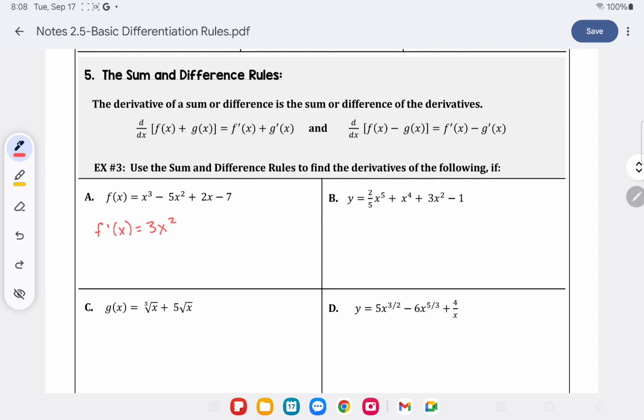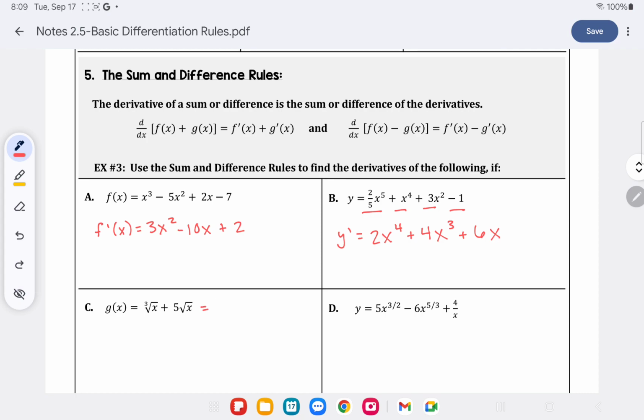Then I'm going to take the derivative of negative 5x squared. That's negative 10x. Then I'm going to take the derivative of 2x, that's just 2. And then I'm going to take the derivative of the constant, which is 0. So B, I'm going to do the same thing. Just take it one term at a time. So first we'd get 2x to the 4th plus 4x to the 3rd plus 6x plus 0.